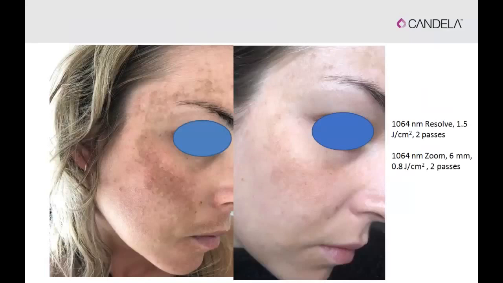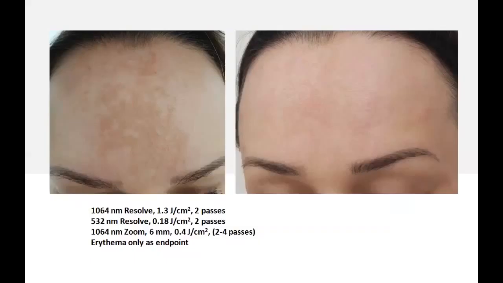This is another example of, again, the combination of the Resolve handpiece followed by the large spot zoom 1064 with low fluences. And again, in this case, however, because she was lighter skin type with predominance of epidermal melasma, I just used also the 532 Resolve in addition to the 1064 at low fluences.